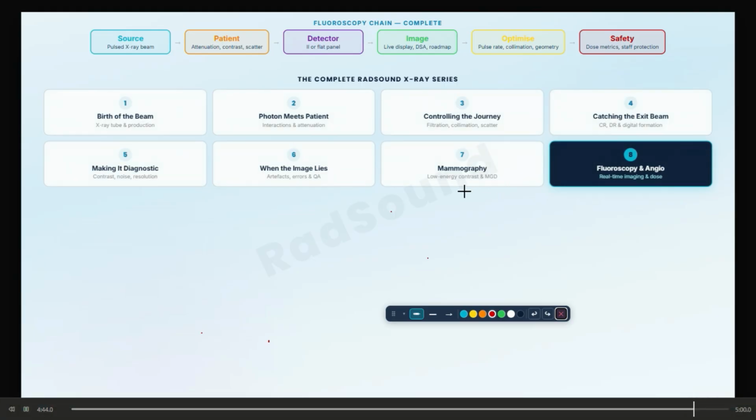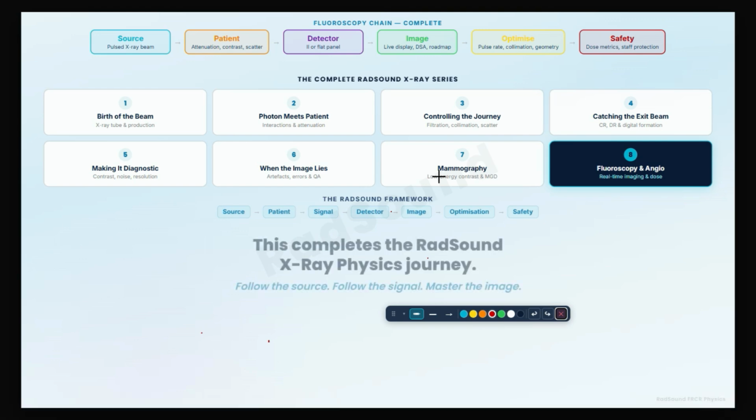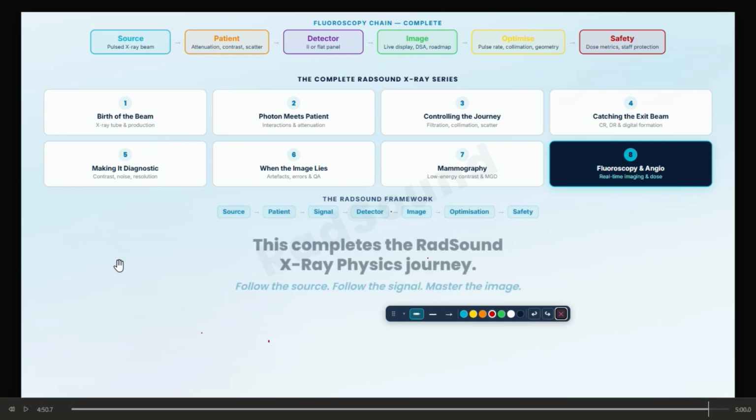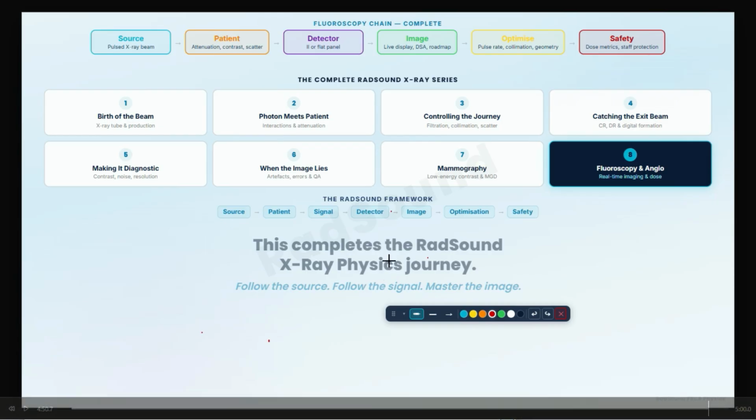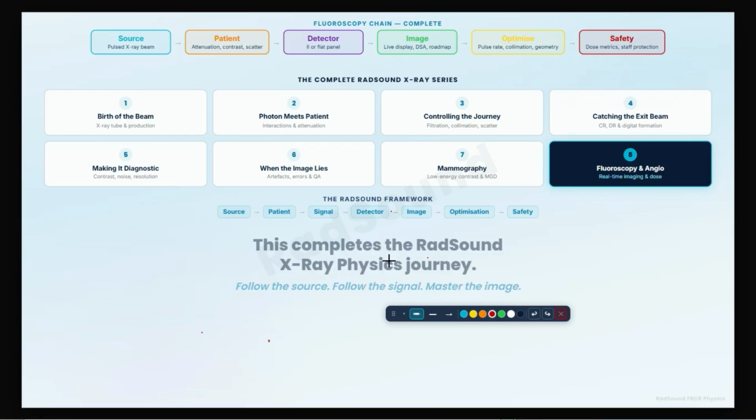Remember, we're going to do another lecture, which is going to recap everything. Remember the RadSound framework: from the source, patient, signal, detector, image, optimization, and subtlety. We follow the source, follow the signal, master the image. See you in the final part, which is going to be just a small part, a bit of recapping of everything.